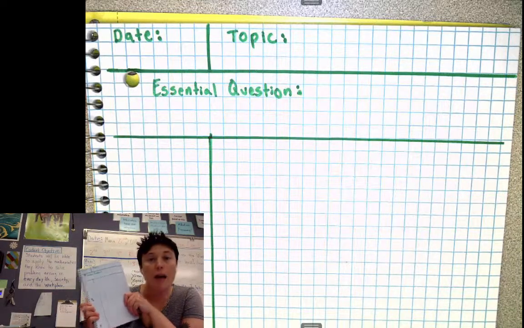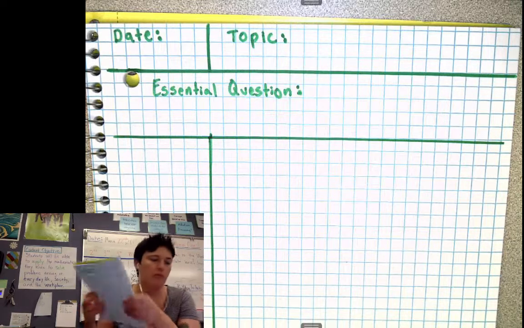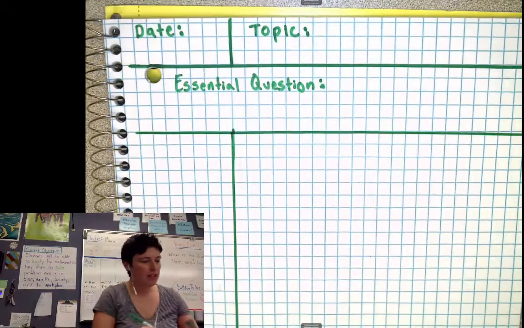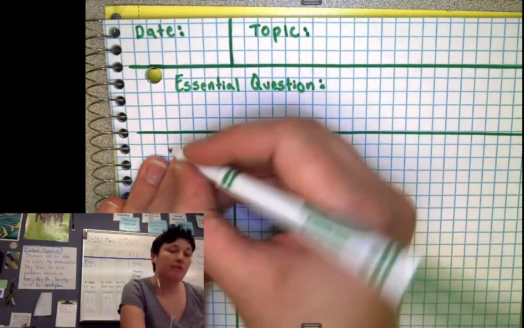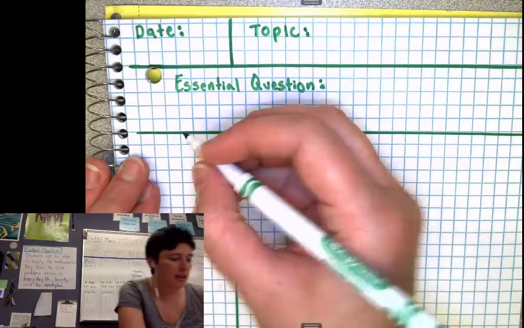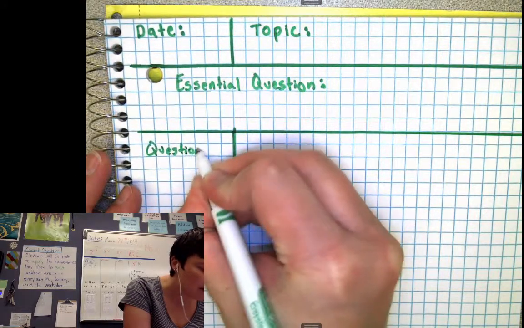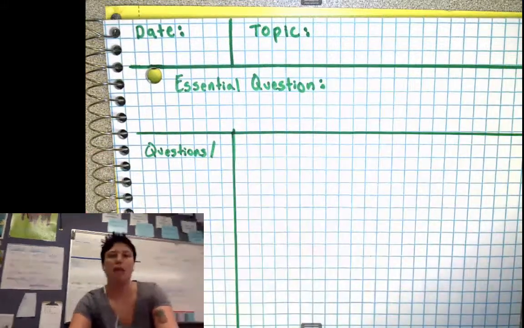So what we've got is our notebook all set up, and what we're going to do is go through how we would use this structure to take notes. So the last couple labels that I'm going to include on here is this skinny little section on the side, which is for my questions and my main ideas. So questions slash main ideas.